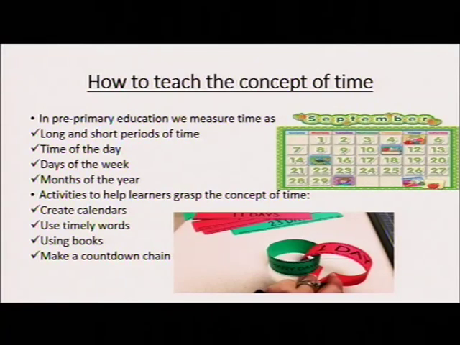There are also books that I can read about time, and then make a countdown chain. Like there are 10 days left before the holidays, so each day I get rid of one of the chain, and then as the chain becomes shorter, the fewer days there will be for them towards the holiday.